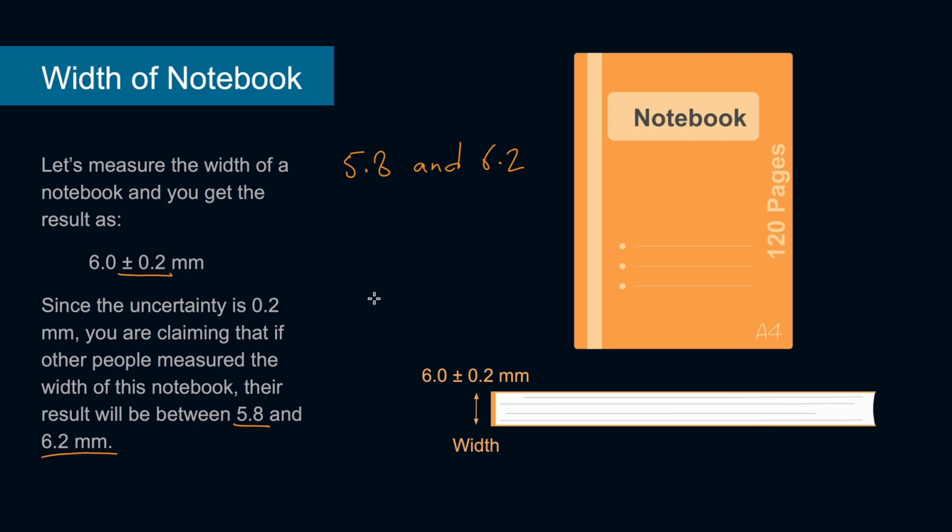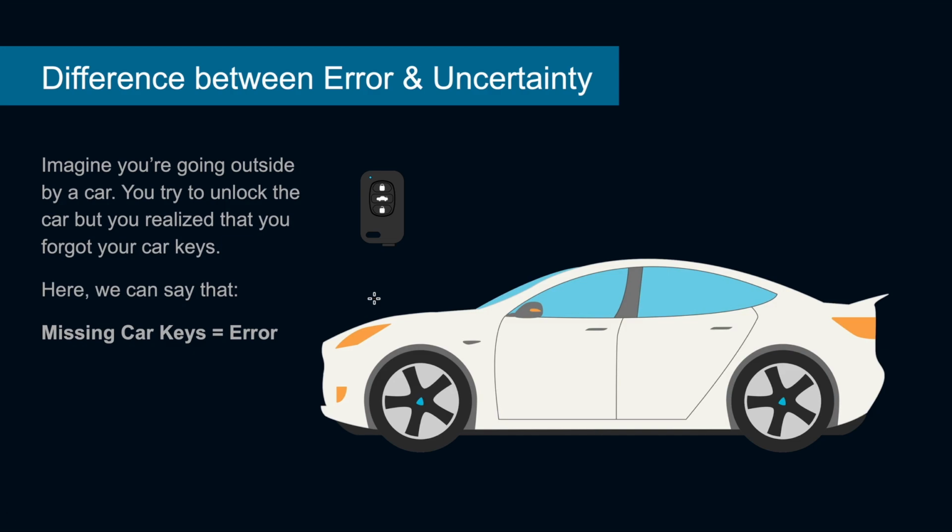Let's say we have a real life example. Let's say you are going outside by car, maybe to a store to buy some groceries, or any other place. You go outside the house, your car is parked, and you try to unlock your car, but the car doesn't get unlocked. Why? Because you are missing your car keys. So basically, we can say that this is the error. Without your car keys, you cannot unlock your car. So the error is that your car keys are missing. I hope you get that idea.